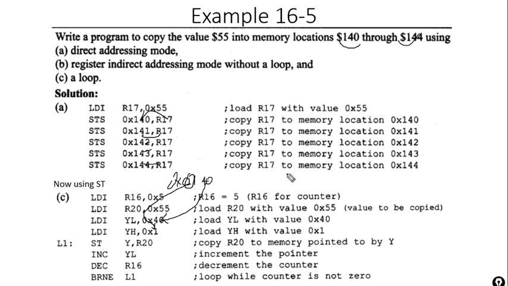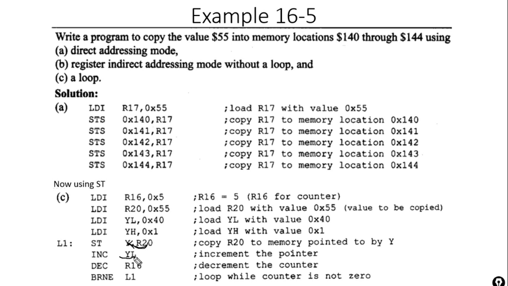You could have used the .equ operator to write the address here, 0x0140, and here you could have written low of address and high of address. So in the loop we write the value to the address. Y contains the address we just loaded. We're writing the R20 value, which is 55.